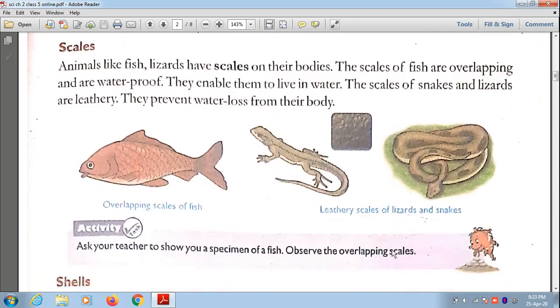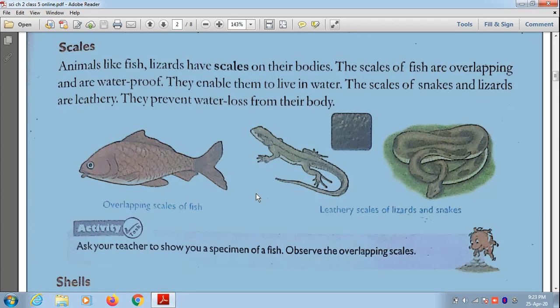So let's begin, and here you all can see the first body covering which we are going to deal with, which is scales. Animals like fish, lizards, they have scales on their bodies, right? Scaly, dry. The scales of fish, they are overlapping and they are waterproof.